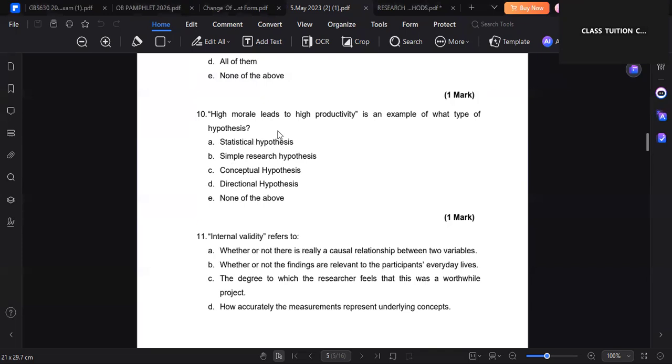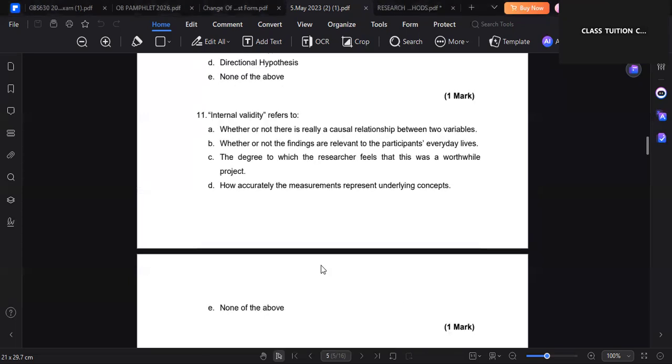High morale leads to high productivity is an example of what type of hypothesis? Statistical, simple research, hypothetical research, directional research, none of the above. What's our answer? Directional hypothesis, because it looks at the positive direction. High morale leads to high productivity. That's a positive direction. It's an example. I gave you examples of hypotheses.